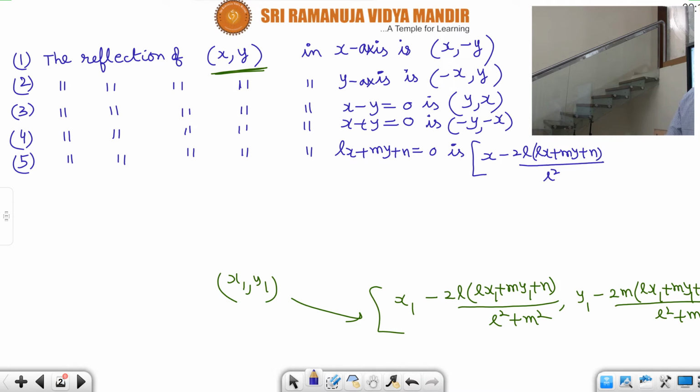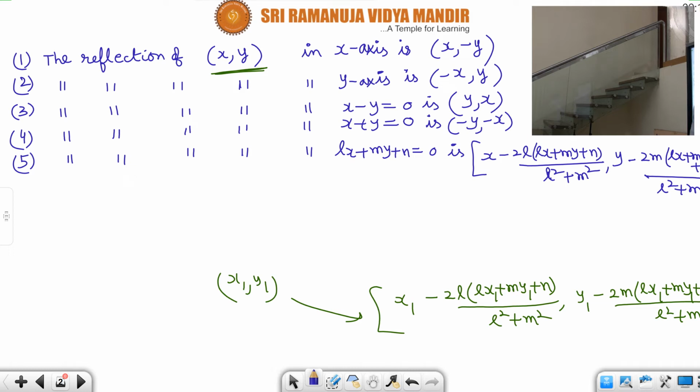See why I am writing like this, you may be wondering why we don't use this formula. We never use this fifth formula, but still I want to write it. Why? You will soon understand. For finding the reflection, the intermediate method only is best. We'll use it. But here why I am writing, you will soon understand. Y minus 2m into Lx plus my plus n by L square plus m square.